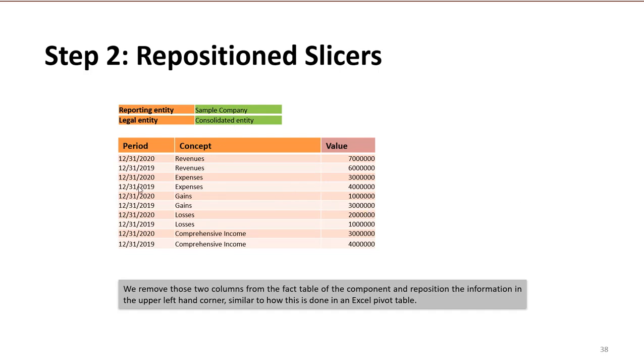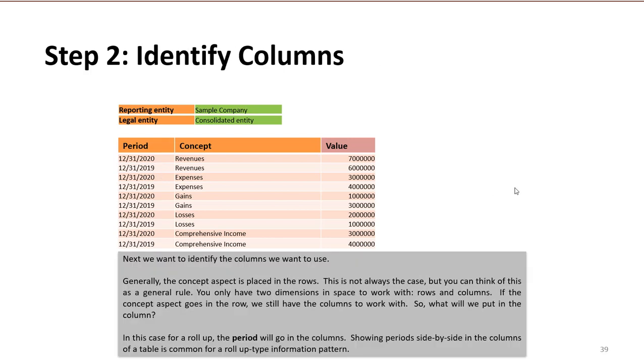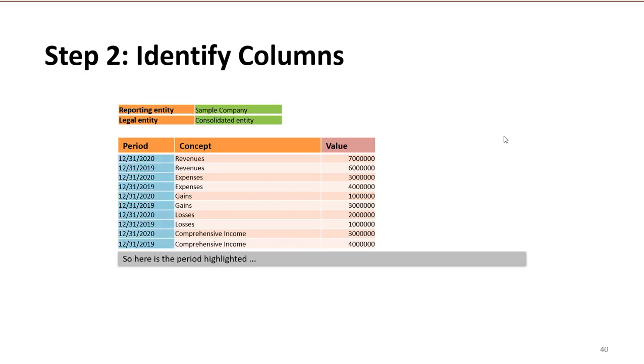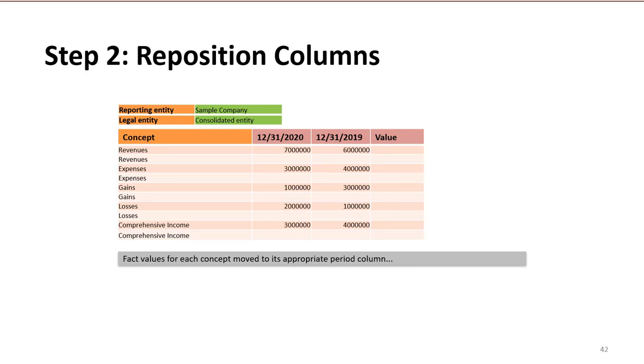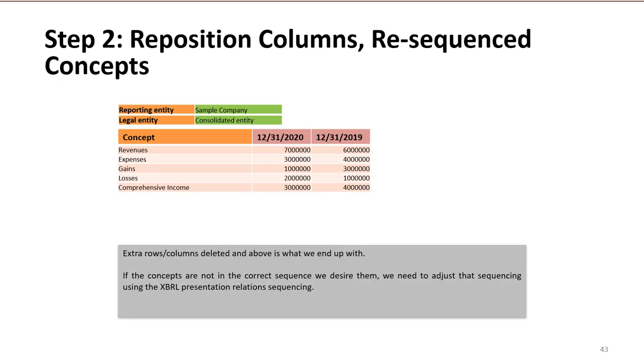Now notice that we have two periods. There's a pattern, 2020, 2019. We want to identify which periods, and we want to put the periods in a different spot. And then we want to move the values that go with each period in the proper location. Then we want to get rid of the other rows and columns, and now we have something that looks like this.